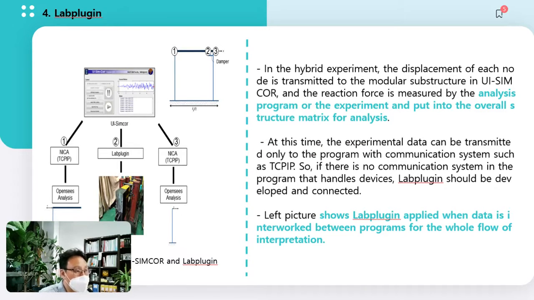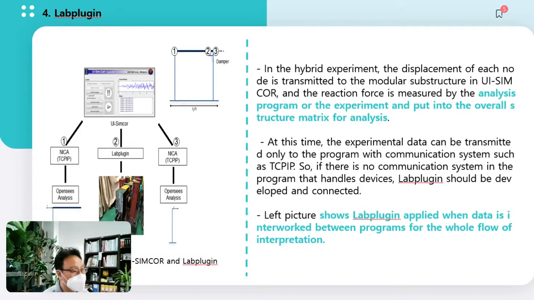The figure on the left shows the relationship between UI SimCore and LabPlug-in. In a hybrid experiment, the displacement of each node is transferred to a modular substructure of the UI SimCore, and the reaction force is measured by an analytical program or experiment and injected into the entire structure matrix for analysis. Experimental data can only be sent to programs with communication systems such as TCP/IP.